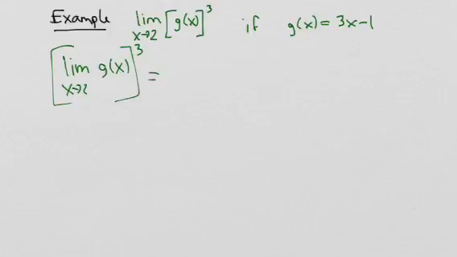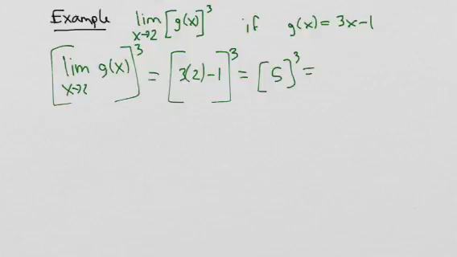Let's find out what the answer is, first off, for the limit of g of x as x approaches 2. So that would be 3 times 2 minus 1. I want to raise that to the third power. So again, I'm just saving the power till later. So 3 times 2 is 6, minus 1 makes 5. And now raise to the third power.